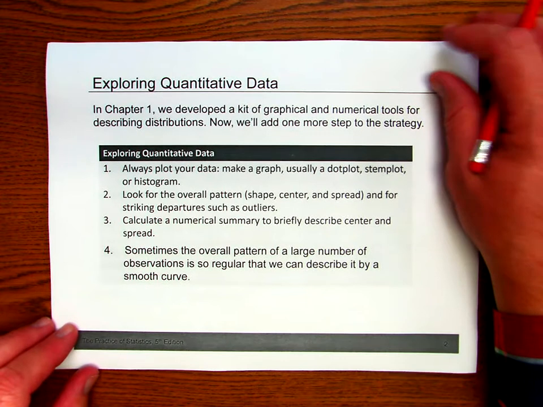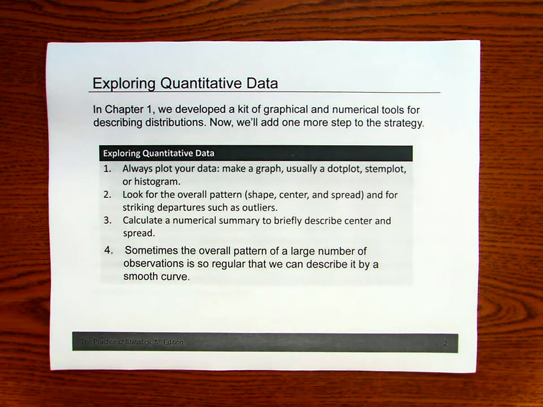So, making some connections here. In chapter 1, we developed a kit of graphical and numerical tools for describing distributions. Now we'll add one more step to the strategy. When we're exploring quantitative data, you always want to plot your data, make a graph, usually a dot plot, stem plot, histogram. Box plots are pretty common too.